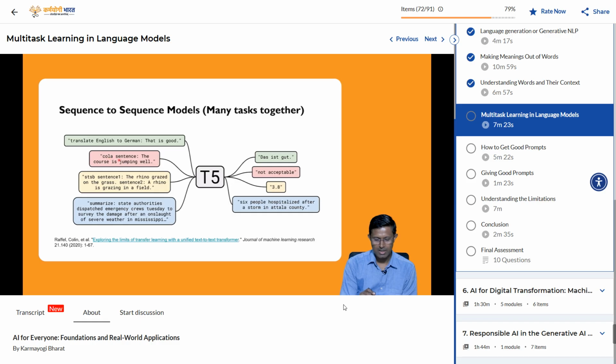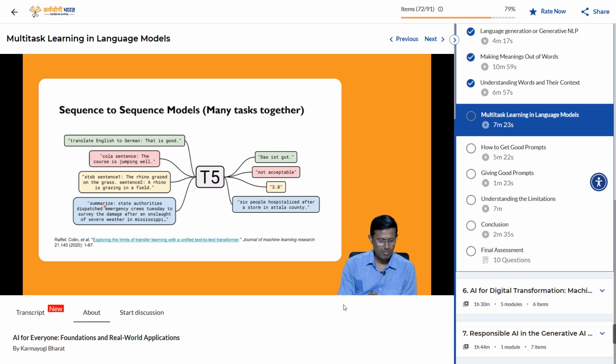The next part is CoLA sentence. Here the goal is that you look at the sentence and tell whether it is grammatically acceptable or not acceptable. So it's a different task from translation. For this, the sentence is "the course is jumping well." Definitely, it's not a grammatically correct sentence, so the expected output is not acceptable. The next one is actually a regression task, a semantic textual similarity task. There are two sentences. Sentence one says the rhino grazed on the grass. Sentence two says rhino is grazing in a field. They are very similar, and the similarity score is 3.8, possibly on a scale of 5.